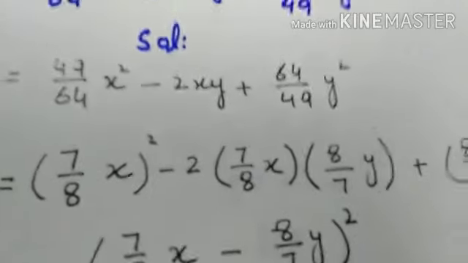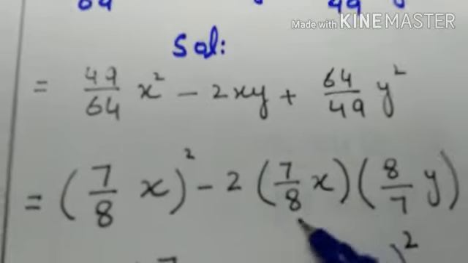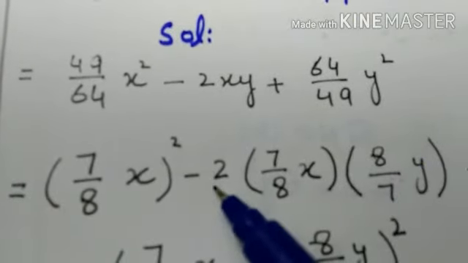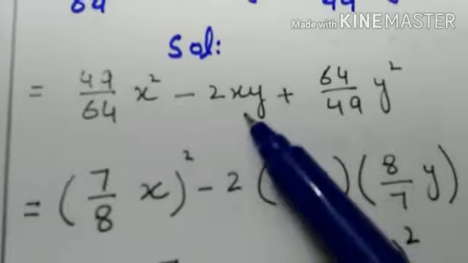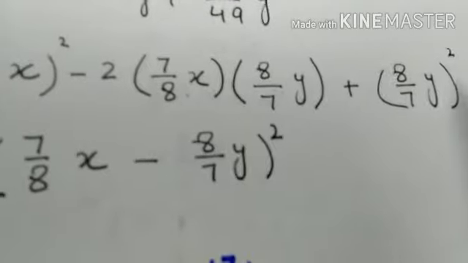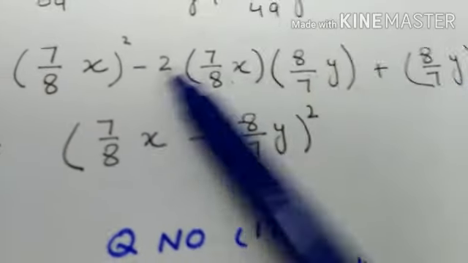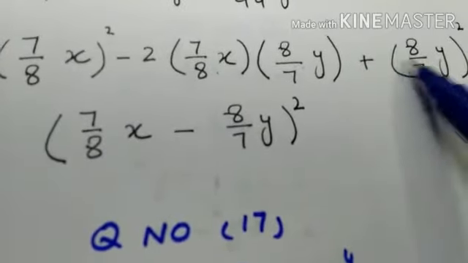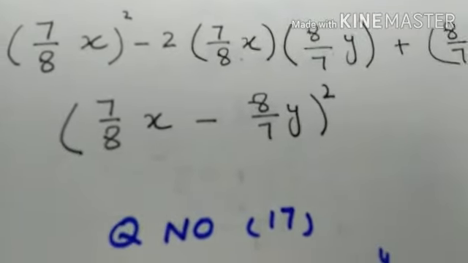Now just see, if you cancel out this 7 with 7, 8 with 8, simply you will be having 2xy. That is this value, 2xy. Second term is 8 over 7y square. That means as a whole 7 over 8x square minus sign 8 over 7y square. This is the answer of this question.